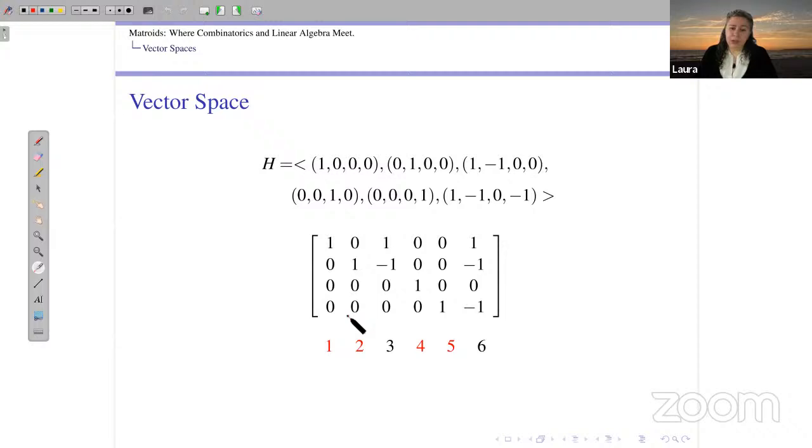Because again, if I look carefully, these columns that I've marked with red are a basis of this vector space, but in fact, they're a basis of all of R4. So once I've added this last vector to my basis, to my independence set, I know that I have a basis, and I don't even need to look at this sixth element. I can just stop. I have a basis, and I'm done.